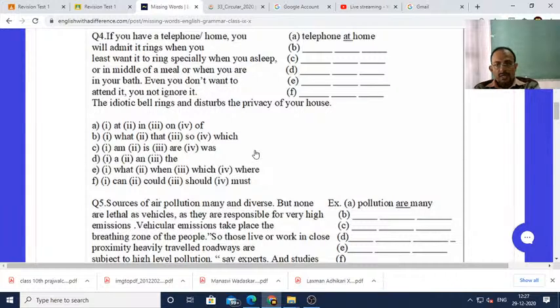We should not be distracted, understood? Therefore you should keep your cell phone, or your tablet and all that, in silent mode.